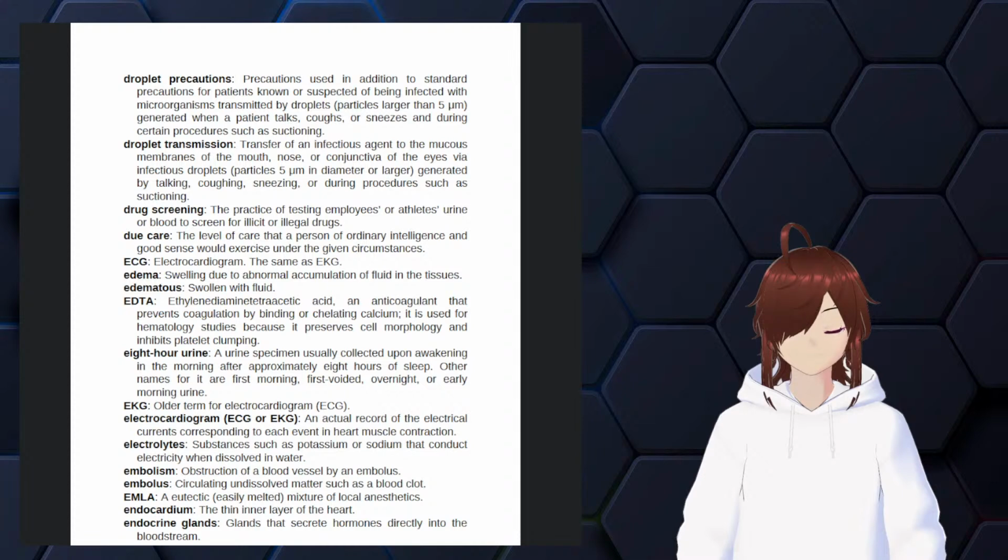Edematous, swollen with fluid. EDTA, ethylene diamine tetraacetic acid, an anticoagulant that prevents coagulation by binding or chelating calcium. It is used for hematology studies because it preserves cell morphology and inhibits platelet clumping. 8-hour urine, the urine specimen usually collected upon awakening in the morning after approximately 8 hours of sleep. Other names are first morning, first void, overnight, or early morning urine.